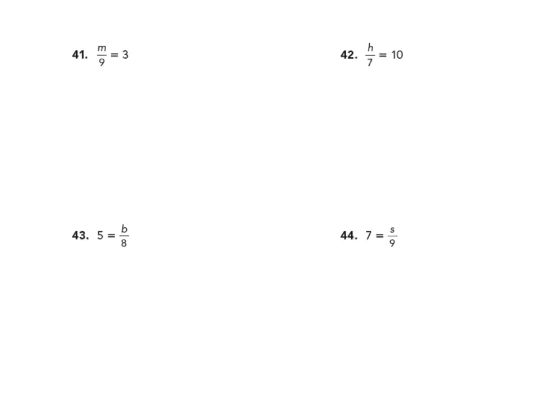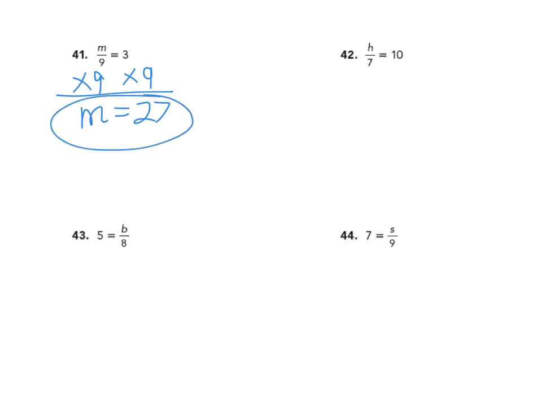Division works the same way. M divided by 9 equals 3. Well, I don't want M divided by 9, I just want M. So the opposite of dividing something by 9 is multiplying it by 9. It'll give me M all by itself, but I have to do the same thing to the other side. That gives me 27. I know that M divided by 9 is 3, so 27 divided by 9 is 3, so I know it checks out.